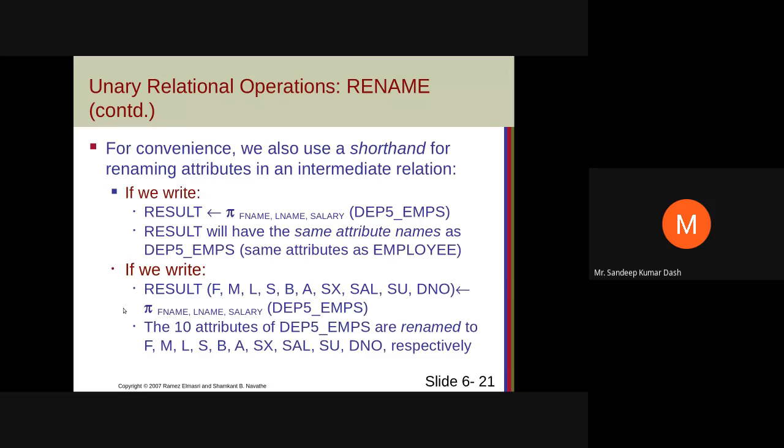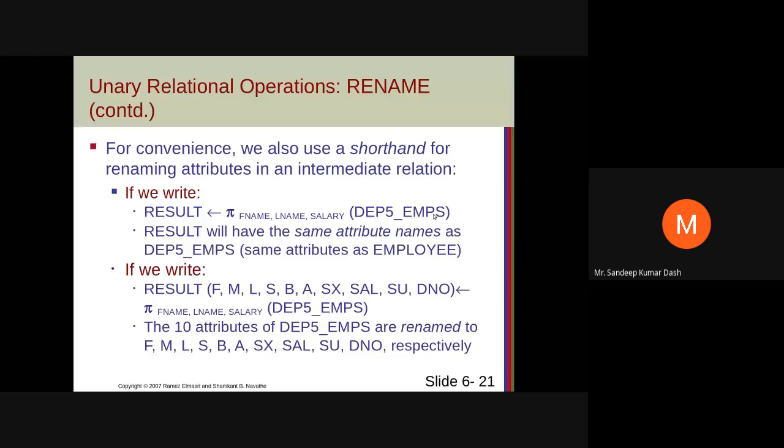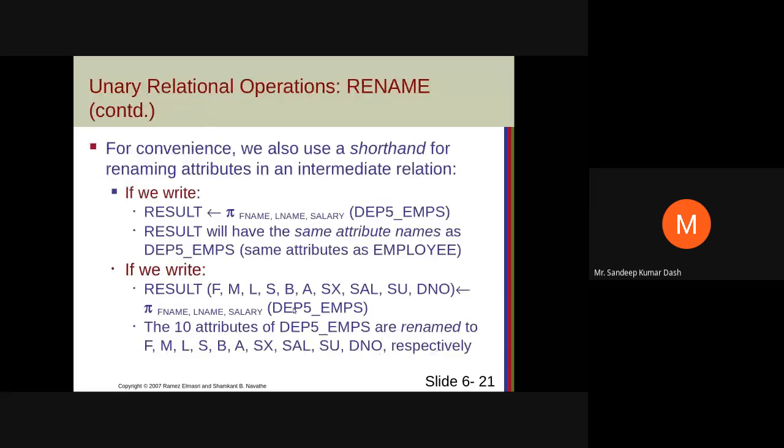Yeah, this is an example of that one only. When you are writing this department 5 employees, with this result, it will have the same attribute names as employee. Yeah, but if you write this one, the column names in the employee table will be changed to F, M, L as in this. Yeah, the 10 attributes will be renamed to this.